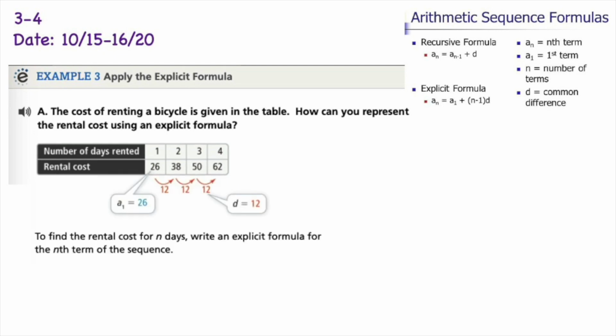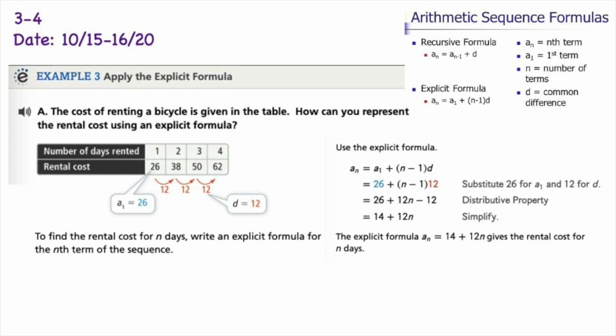So again, we're using the explicit formula. We can see immediately that a sub 1 is 26. That's the first number in the sequence. The common difference is 12 because that's how it's increasing each time. And that's all we have to plug into the explicit formula. So we're going to take this formula right here and replace those letters with the numbers that we found. So replace a sub 1 with 26 and replace d with 12. And you'll notice that's what they did right here at this level.